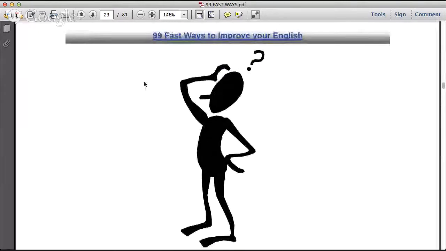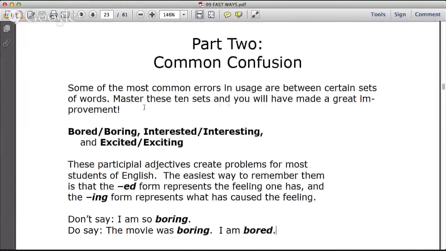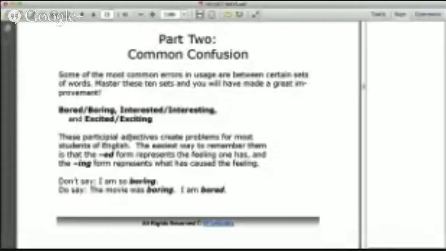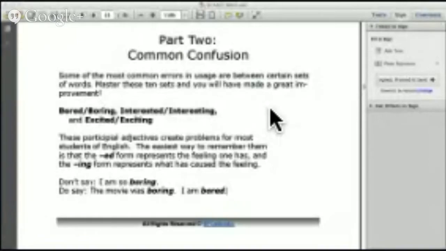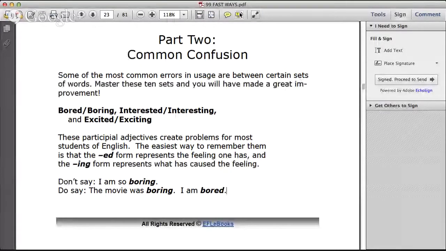Okay, I'm going to be sharing my screen here with you guys, so you can check it out. Hi there, Claudio. How you doing? Hi, Chad. I'm doing great. And you? I'm doing very well, thank you. All right, here we go. So we're going to be talking about common and confusing words.